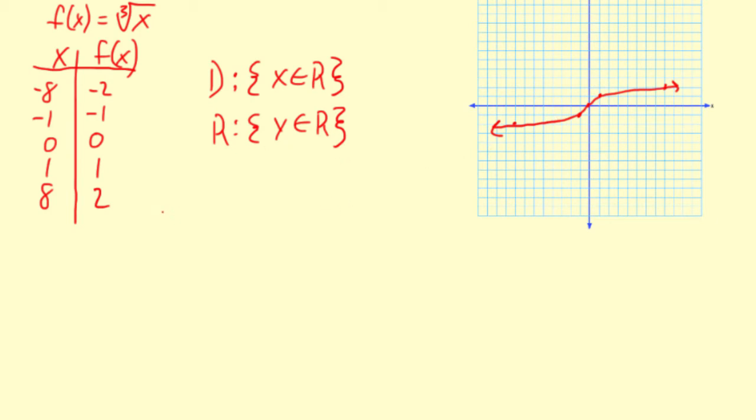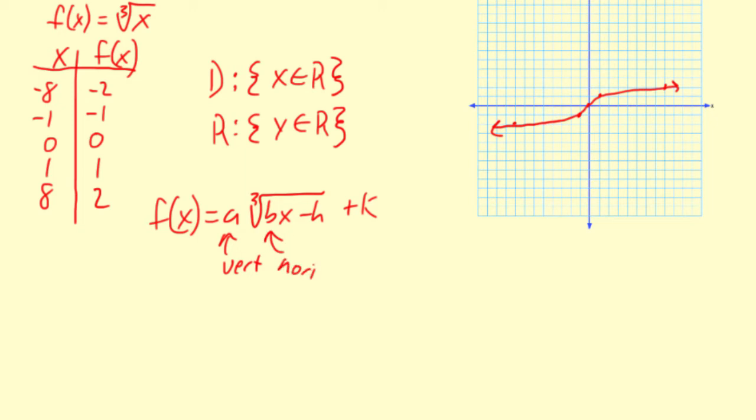So the general form of the function is this. f of x equals a times the cube root of bx minus h, then plus k, where a is the vertical stretch, shrink, or reflection, and b is the horizontal stretch, shrink, or reflection, and the h is left to right translation, and the k is up or down. So you're going to be evaluating the cube root function. You're going to be transforming the cube root function.